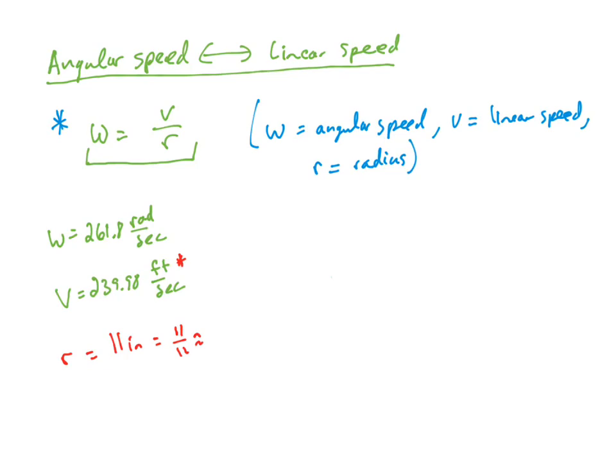So that's a decimal. I don't know what that is. Let me check on the calculator. It's about 0.9166, or we can just use 11 divided by 12. So plugging this in, 261.8 is equal to 239.98 divided by 11 over 12. And does that equal? If you divide out on the right-hand side, you do get 261.8.